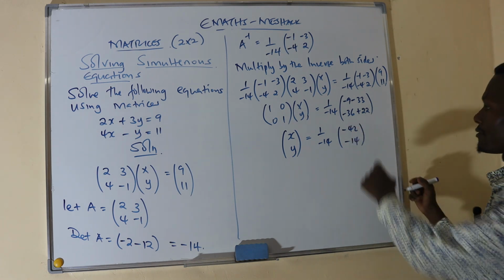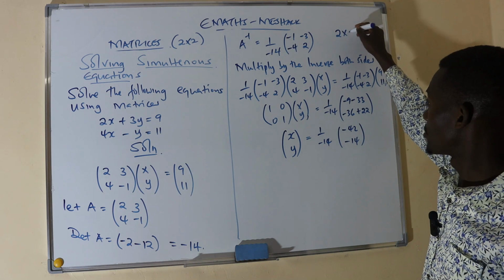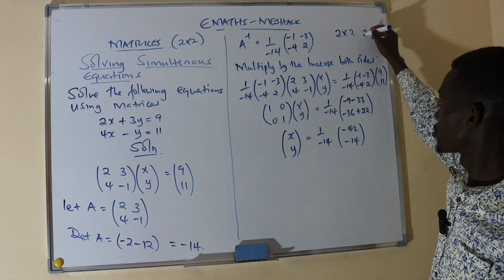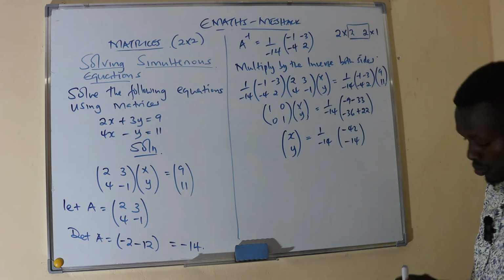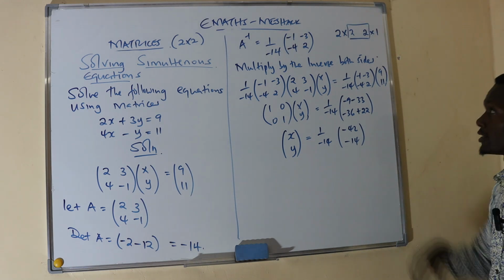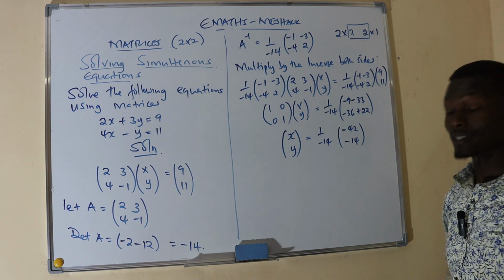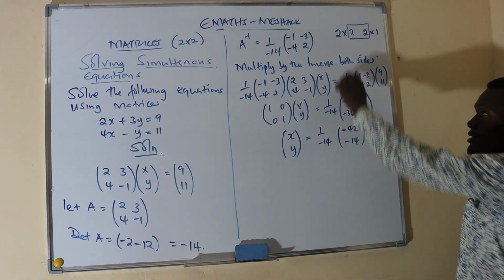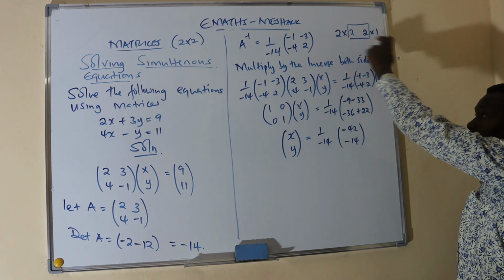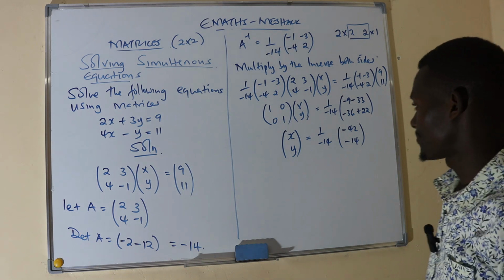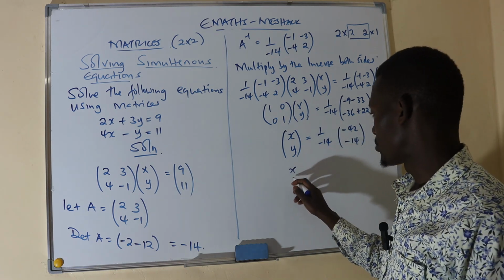Now note, we said this matrix is a 2 by 2 and this one is a 2 by 1. These terms here show something we call compatibility, and the values outside show the resultant matrix. So we know that our resultant matrix will be a 2 by 1 matrix. Now let's open this and verify if indeed it is a 2 by 1.